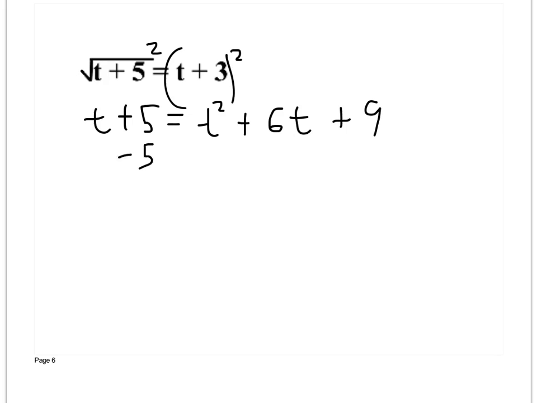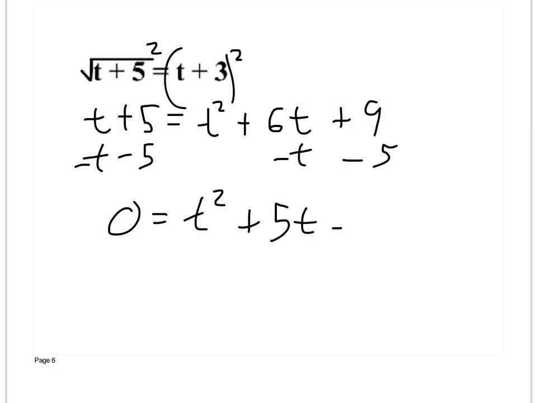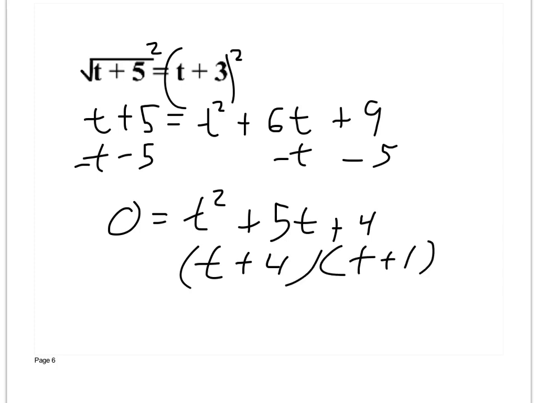Then we want to get 0 by itself. So I subtract 5 from both sides, and I subtract t from both sides. That gives me 0 is equal to t squared plus 5t plus 4, right? So when I factor this it gives me t plus 4 and t plus 1, because those would both add to give me 5 and multiply to give me 4. So when I solve for that, I split each one up. That gives me negative 4 and negative 1.